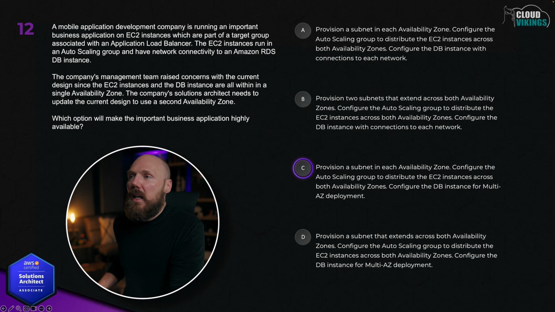Provision a subnet in each availability zone. Configure the auto-scaling group to distribute the EC2 instances across both availability zones, then configure the DB instance for multi-AZ deployment.